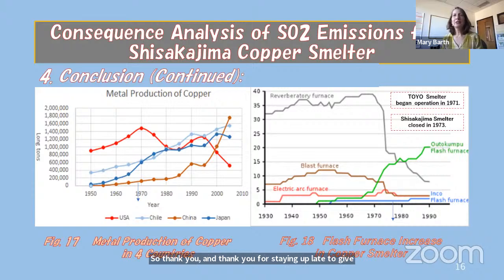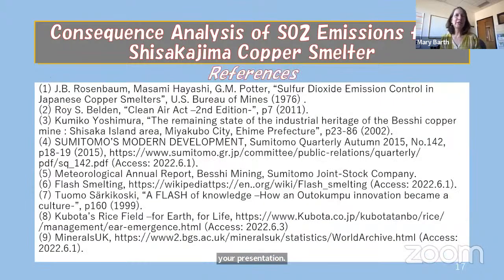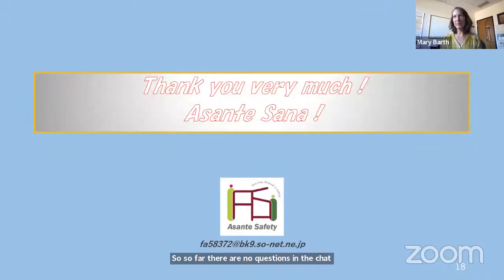So far there are no questions in the chat, but I guess I'm wondering with the conversion, I assume the conversion of SO2 to sulfuric acid is done within the plant, and sulfuric acid is not being released to the atmosphere, but it's being mitigated as well. Is that correct?